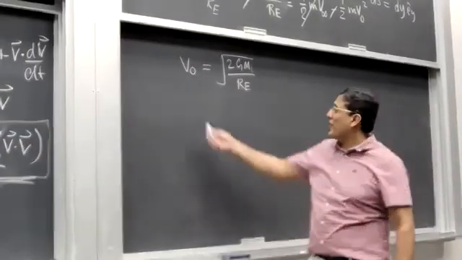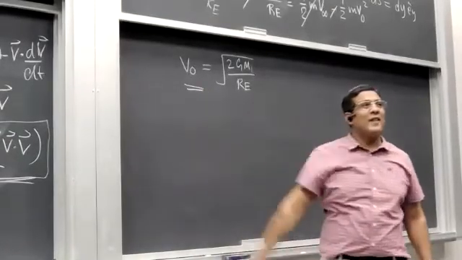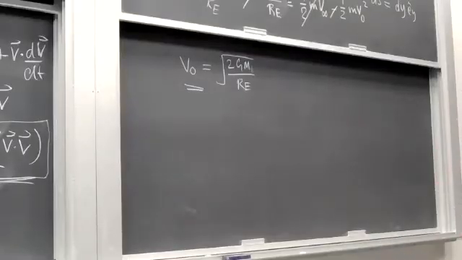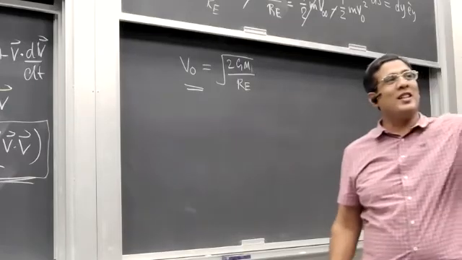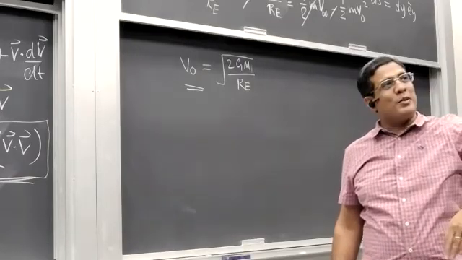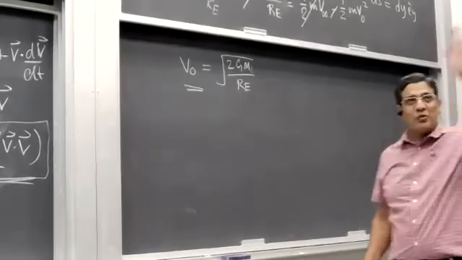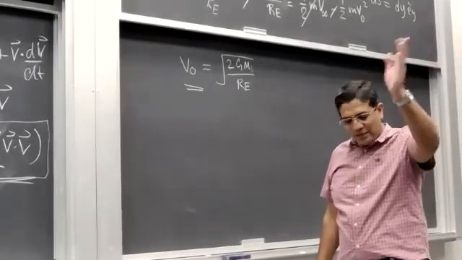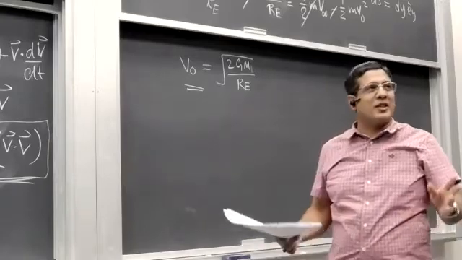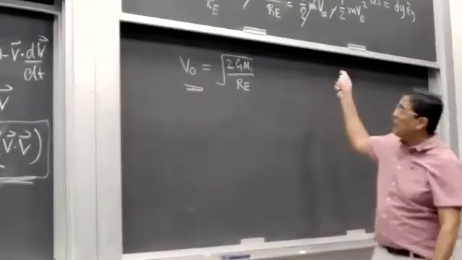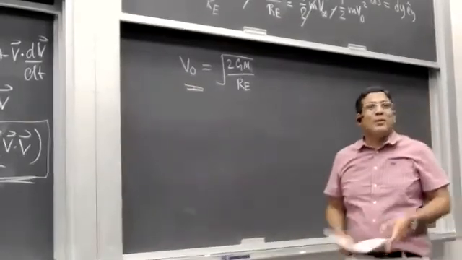2G. What is V naught now? Anyone? Initial speed? Escape velocity. Escape velocity, because my physical conditions are such that I want the object to be infinitely away from Earth. And for ease, I say that when it goes to infinite distance away, it is already at rest. So this is the velocity with which I must throw the object to achieve those two milestones, to be able to escape.